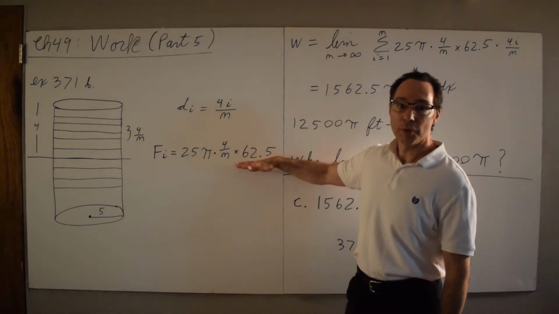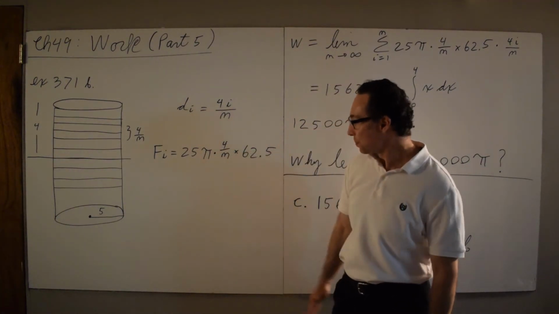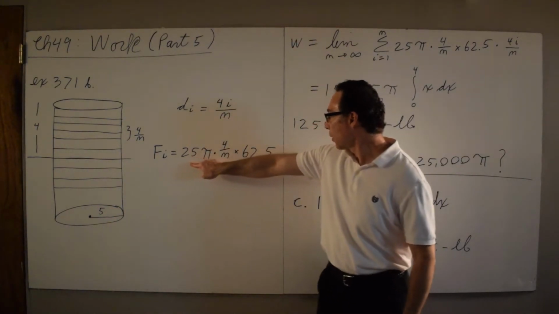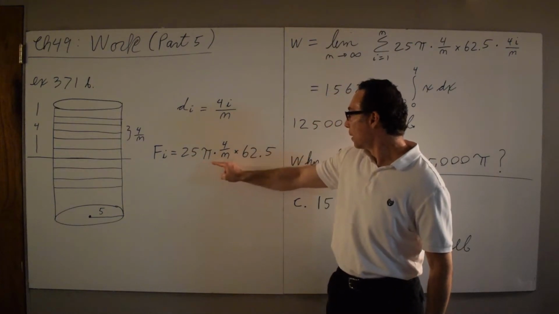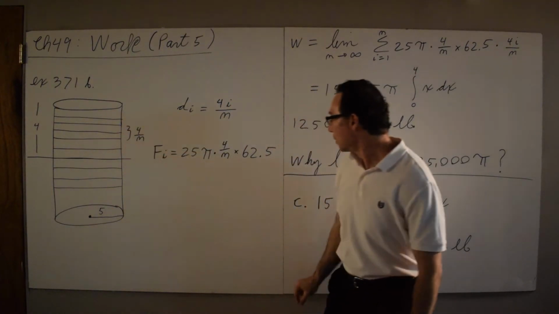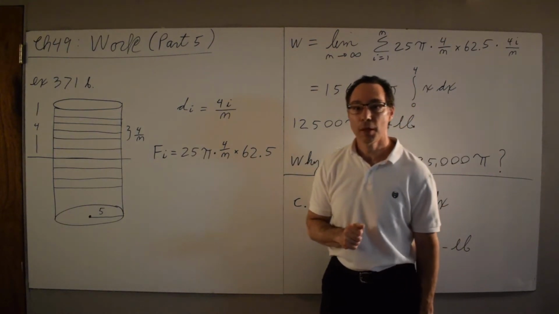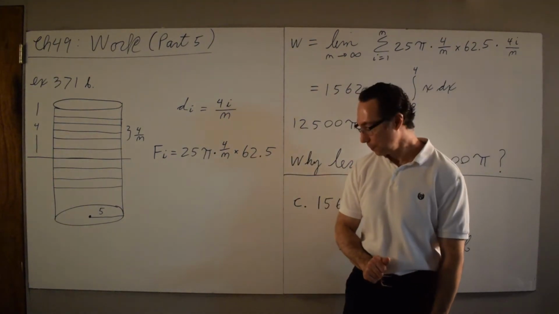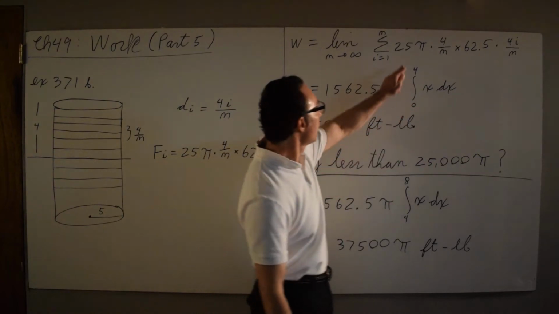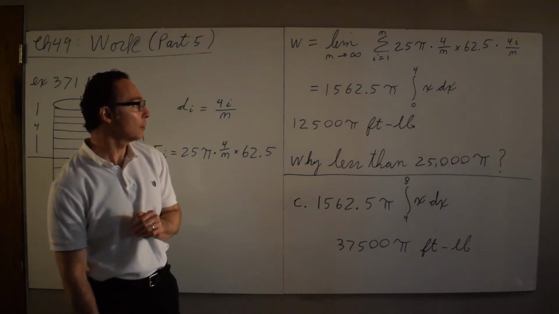The weight density of water was given to us as 62.5, and then we need the volume of each slice. The radius is 5, so the area of the base is still pi r squared, so 25 pi, times the height. This gives us the volume of these little cylinders here. So we have 25 pi times 4 divided by n times the weight density of water. This is the force of each slice. Force times distance is work. So we have our force times our distance. That is the work required to lift each little slice out.